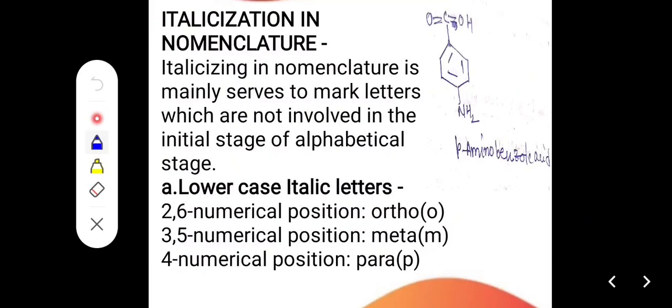Next, italicization in nomenclature. You have to use lowercase italic letters: the 2-6 numerical position is ortho, the 3-5 numerical position is meta, and the 4 position is para. Okay.